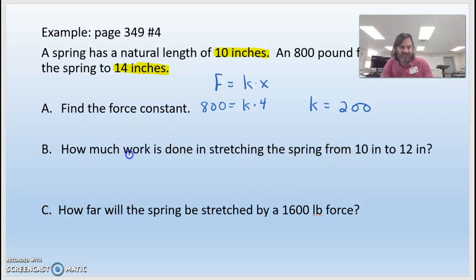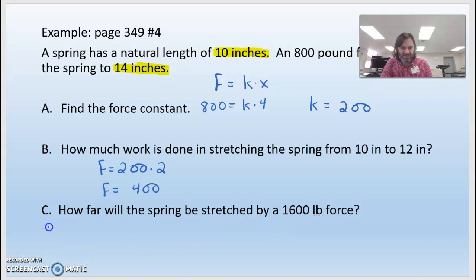And then it says how much work is done in stretching the spring from 10 to 12 inches. Okay, so now that we know the constant, we can set this up as force equals that multiplier 200 times the distance change, which would be 2. Okay, so in that case the force would be 400.